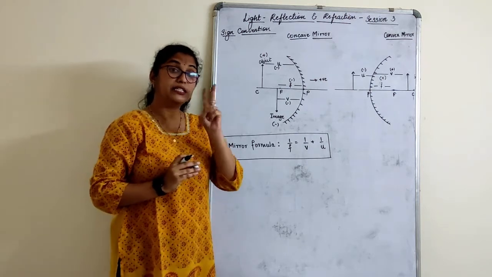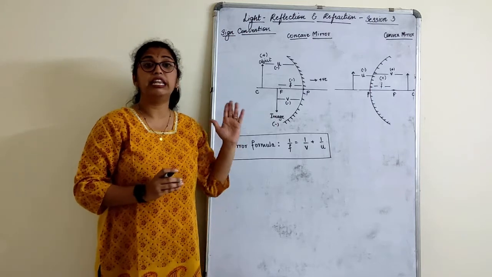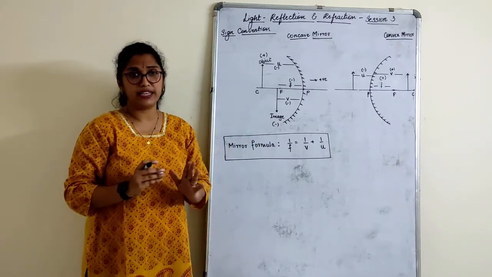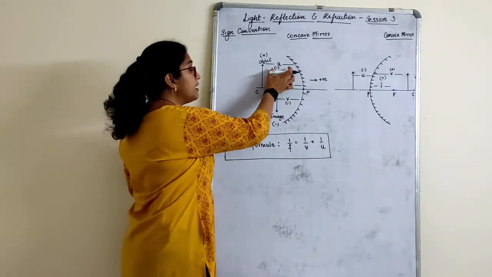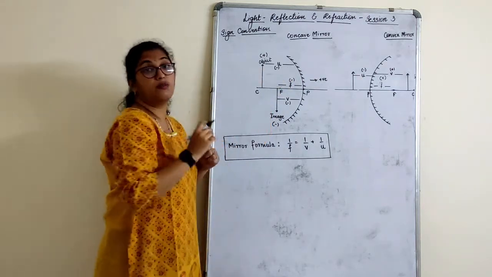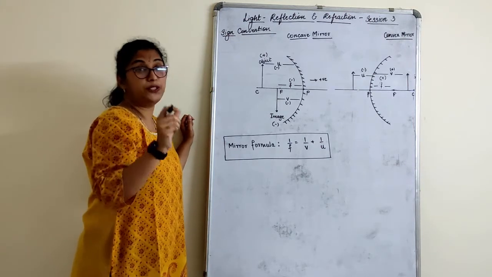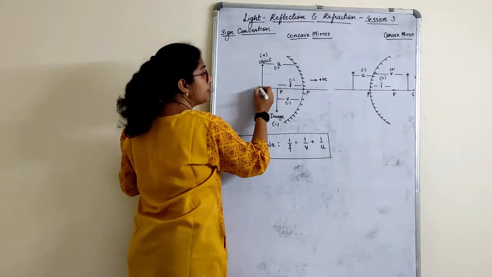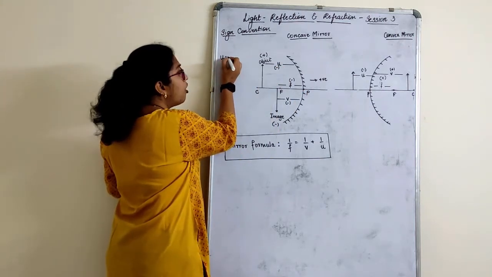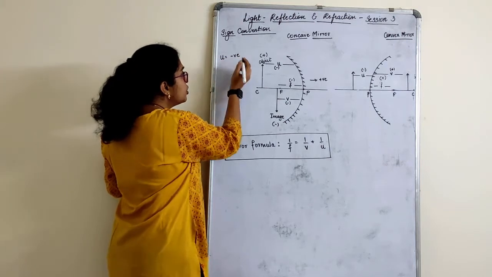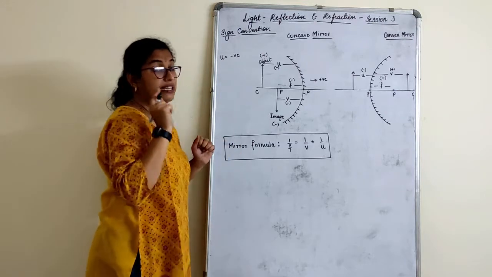That's one point. The second point is that the object is always kept to the left side of the mirror. Always. That means the object is always kept on this side. So what will be the sign convention for the object distance? I have to measure from here, so that means u is always negative. Remember, object distance is always negative.